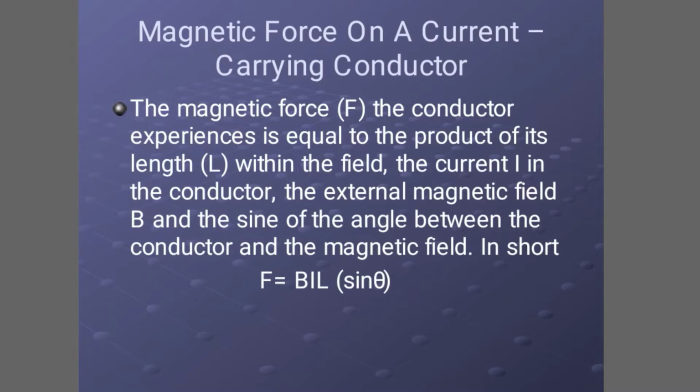Magnetic force on a current carrying conductor. The magnetic force, denoted by F, on the conductor is equal to the product of the current, denoted by I, and its length within the field, denoted by capital L, and the external magnetic field B. It is given by F equal to BIL sine theta, where B is the magnetic field, I is the current, L is the length, and theta is the angle.